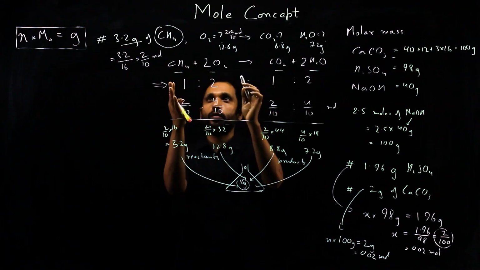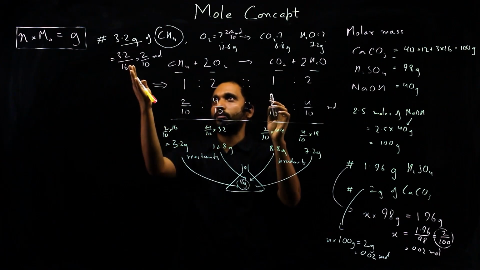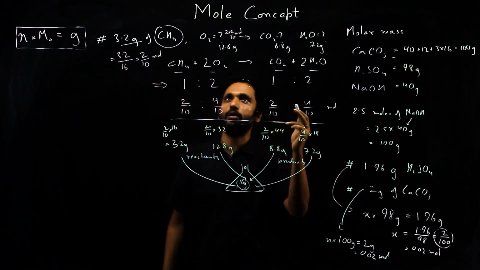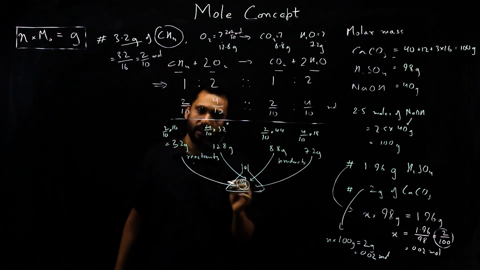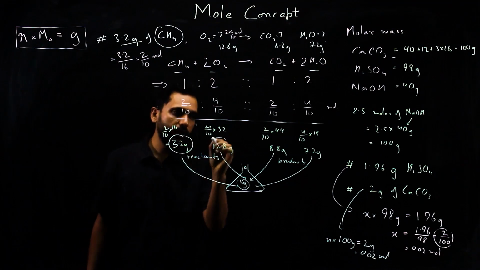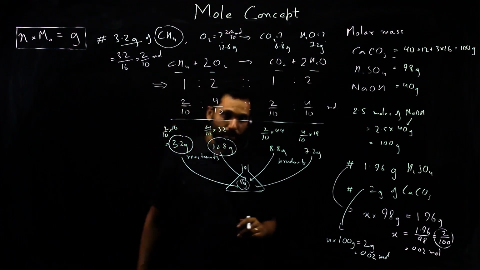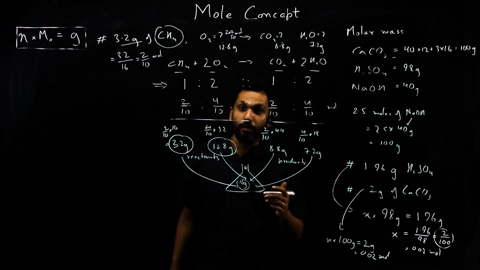I can't give you two pieces of information. I can't give you like 3 grams of methane reacts with 3.2 grams of oxygen. That is not true. We have found out that 3.2 grams is reacting with 12.8 grams. So let me introduce the concept of limiting agents now.